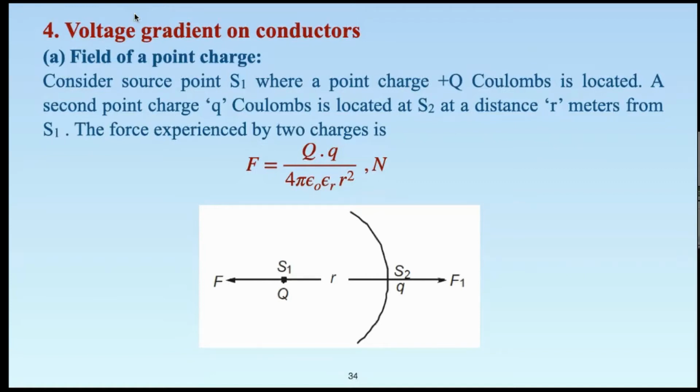Now, today we are going to start with the derivations part. I told you several derivations are there in this particular chapter. So first and foremost derivation is coming in terms of voltage gradient on the conductors. The first type of very simple charge configuration that is being considered is the field of a point charge.